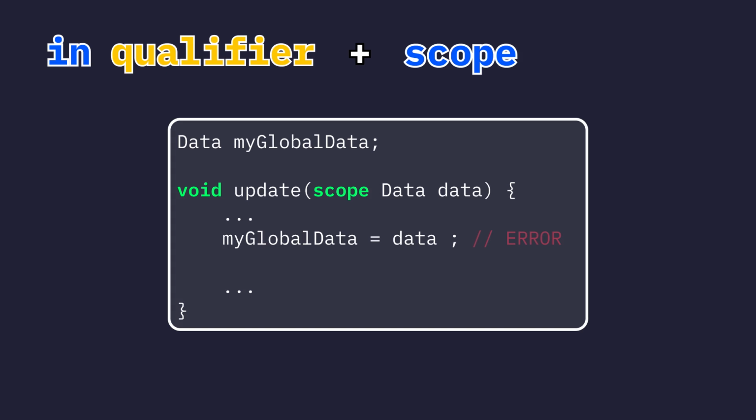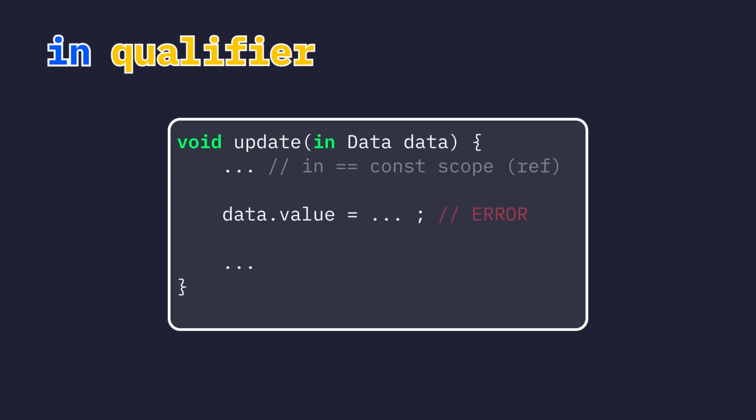It is read-only. Moreover, a parameter marked with in qualifier is optimized by the compiler, whether it should be passed by a value or by a reference. In short, it's a smart const. No ref needed. Let the compiler do its magic.